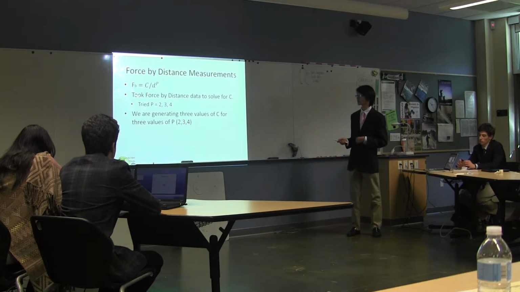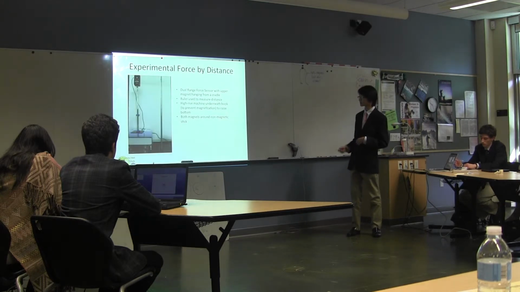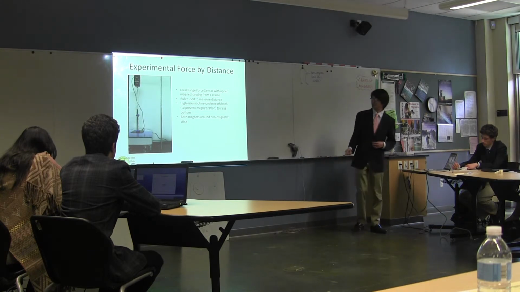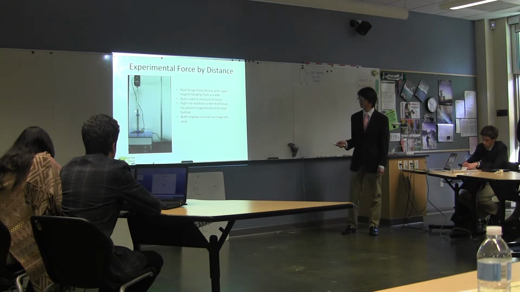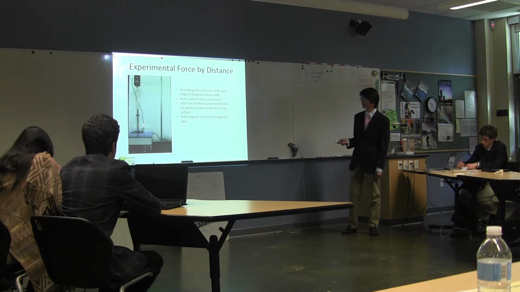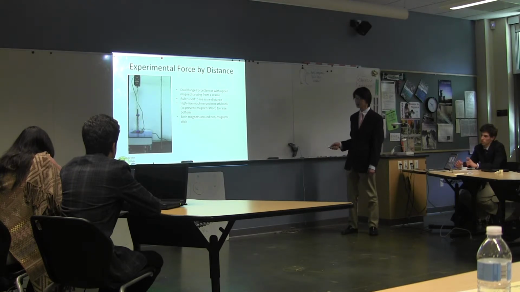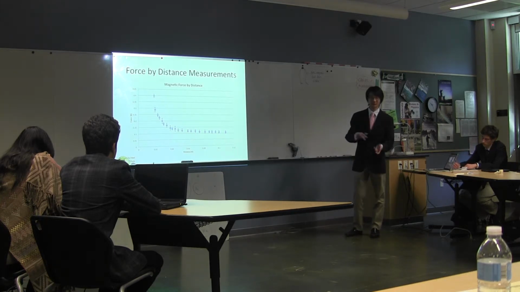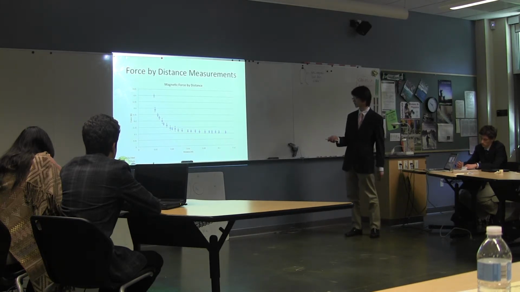Right, so in order to solve for C, we did force times distance, and so we took force distance data using this experimental setup. This is a force sensor, and it senses this force as equal to gravity when there's no magnet here. As you move this magnet closer, these magnets are attractive, so the downward force on this magnet increases. So we're able to generate a graph for how force varies by distance as you move these two magnets closer to each other, and these are error bars.